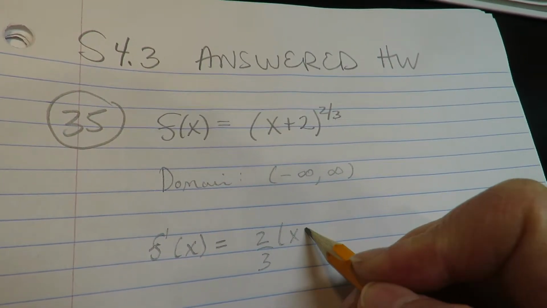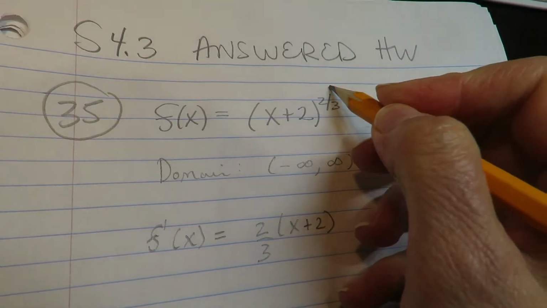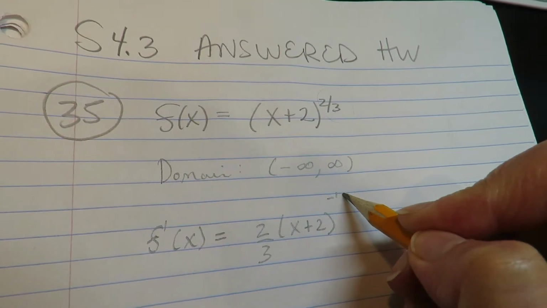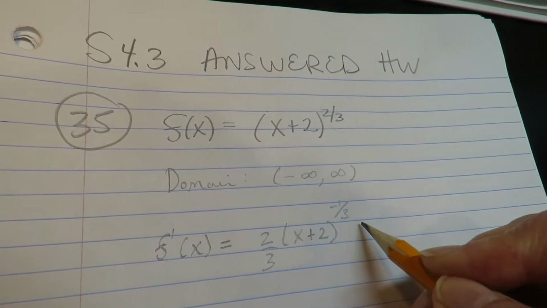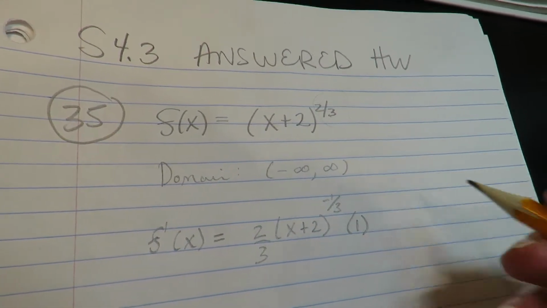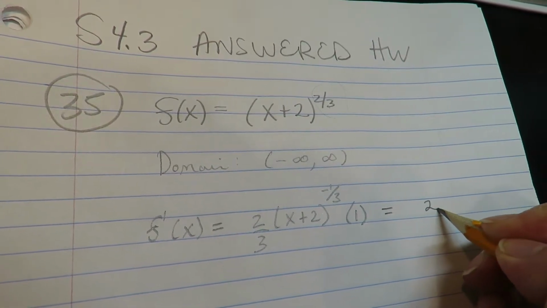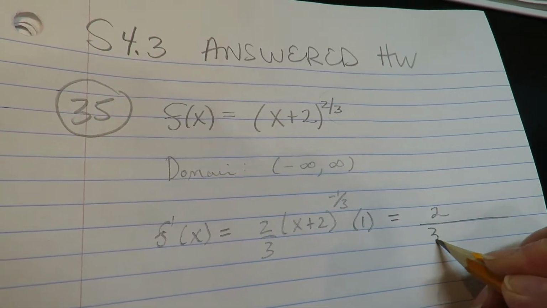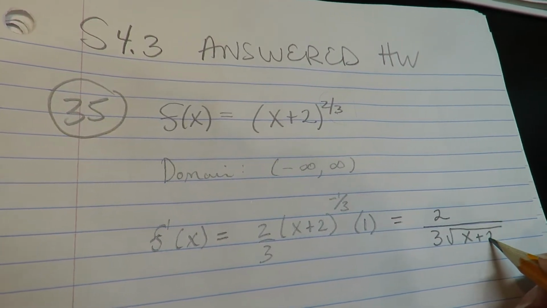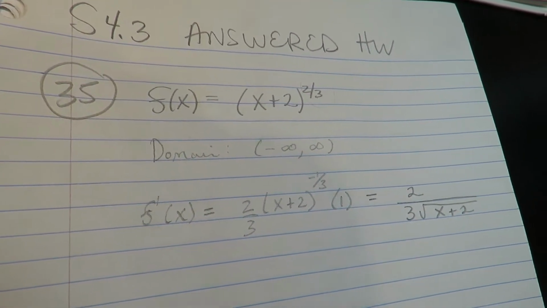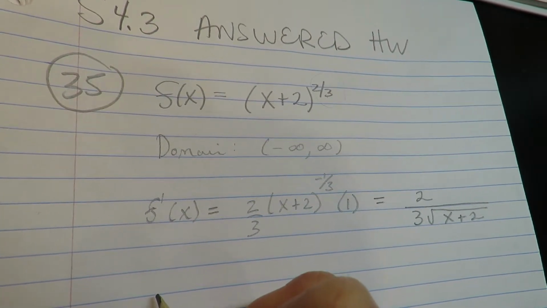I'm using the chain rule. I'm first taking the derivative of the 2/3. 2/3 minus 1 is negative 1/3. Sure, the inside's 1. Okay, so that's the derivative.